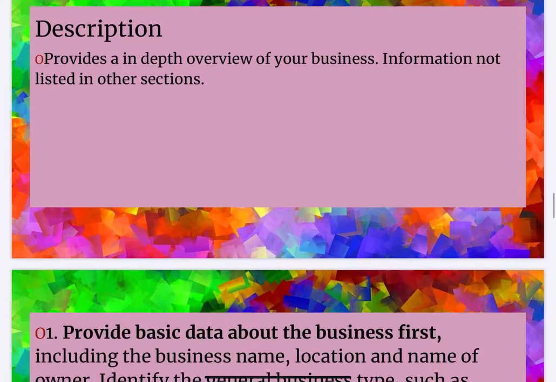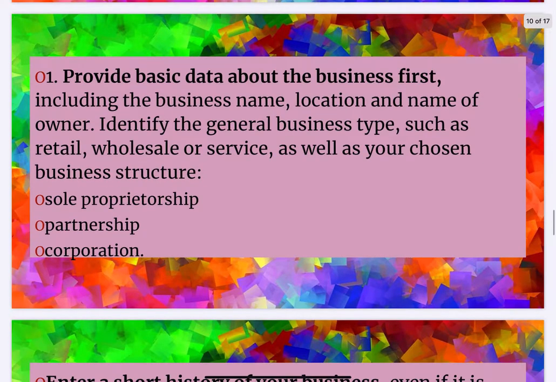Okay? All right, so the first section of the business description provides basic data about your business. So you don't have to write all of this down. You can condense it and just make a list. So the first part of the business description needs to include the location, the name of the owner, the general business type, such as retail, service, manufacturing, as well as your chosen business structure. So let's talk about the structure in just a second. I'm going to let you take some notes and then let's chat.